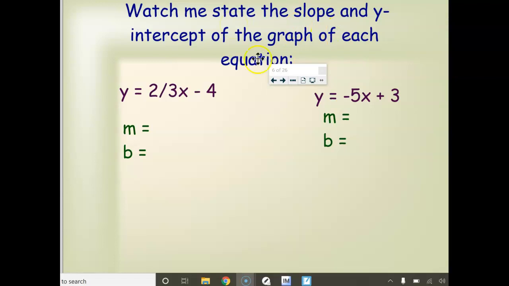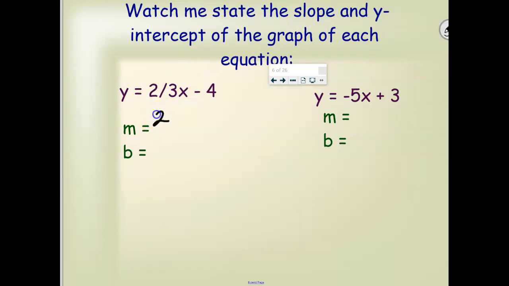I'm going to look at what is in front of the x, and that's going to tell me my slope. So my m, which is my slope, is 2/3. I'm going to look at what comes after the x, and that is my y-intercept, or my b. So my y-intercept in this example is -4.